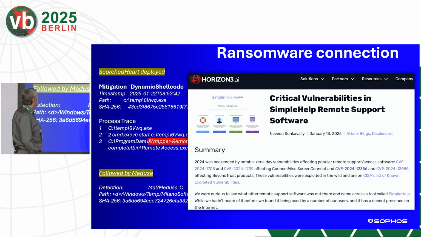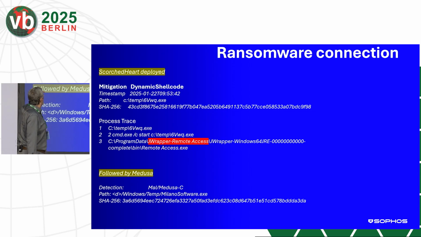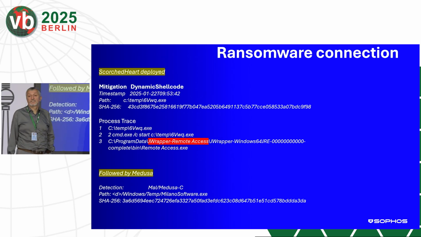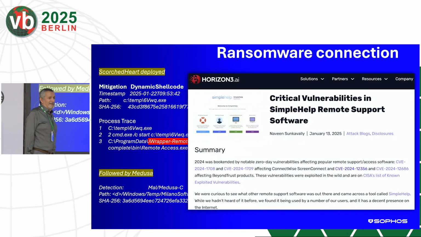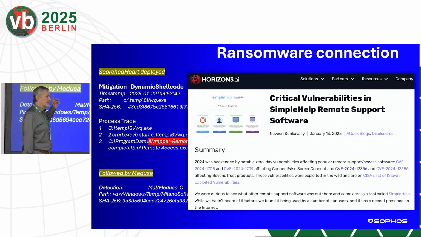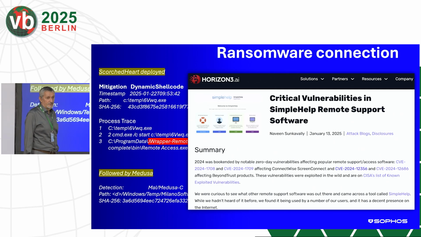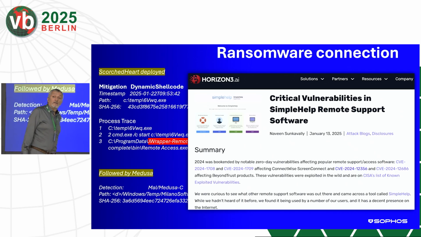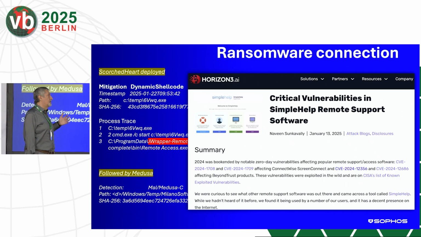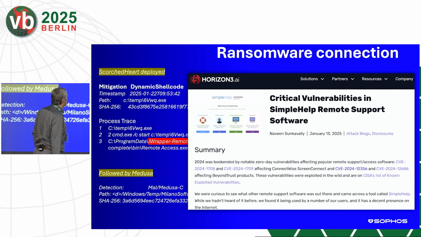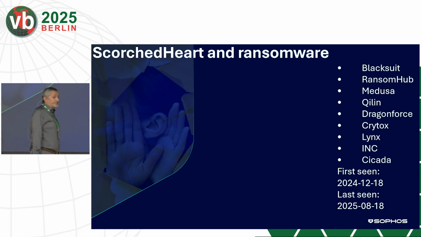This is a particularly interesting case because we can see that the EDR killer was running from this gwrapper remote directory, which is a component of Simple Help. A couple of weeks before this incident, there was a blog about a zero-day remote code execution vulnerability within Simple Help. So the ransomware group was really quick to adapt to this and use it. Overall, we have seen the Scorched Heart used in several different ransomware operations: Black Suit, Ransom Hub, Medusa, Killing, Dragon Force, Critox Link, Lynx, and Cicada.